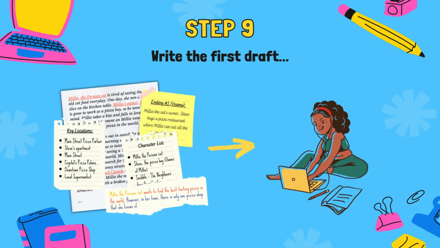Step 9. Write the first draft. Using your book outline and other planning materials from previous steps, write down the first draft of your story. It's perfectly fine to have spelling mistakes, grammar issues, and structural issues with your story at this point. The purpose of a draft is to write your story in full for the first time, and to get your ideas down on paper in detail.